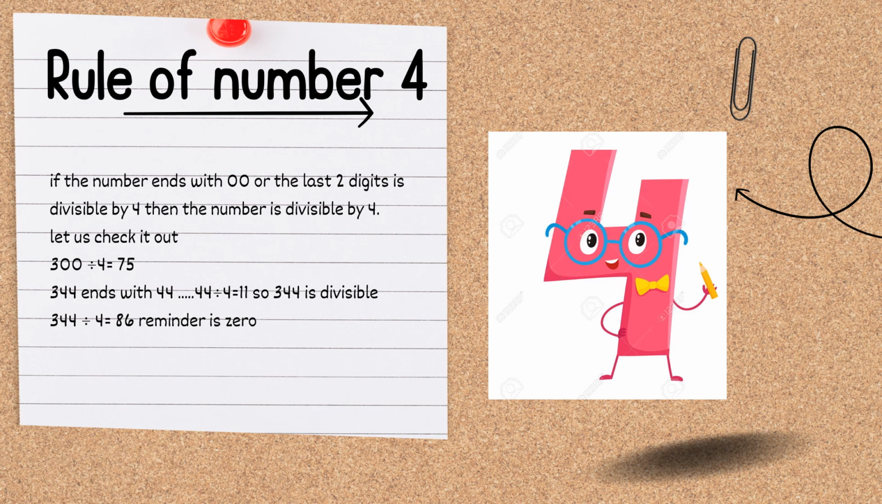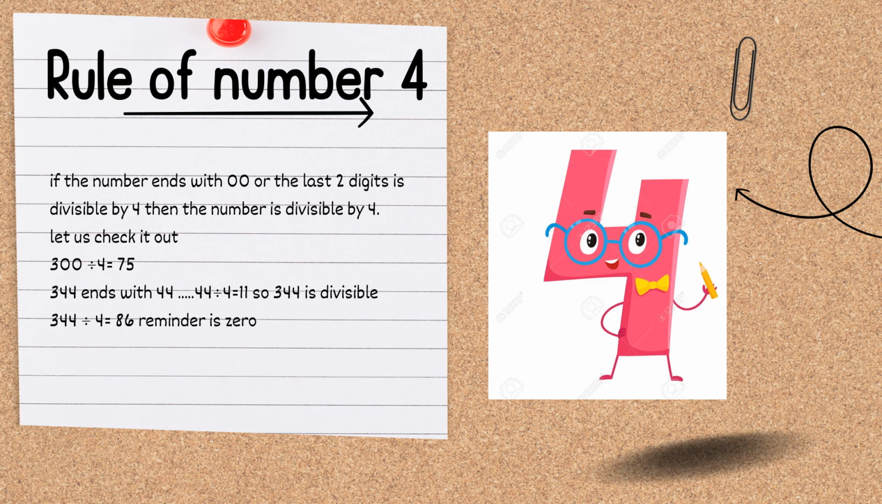Okay, now if I change the last two digits into 44, 344 ends with 44. 44 divided by 4 equals 11, and so it is divisible. So the number 344 is divisible also. How?